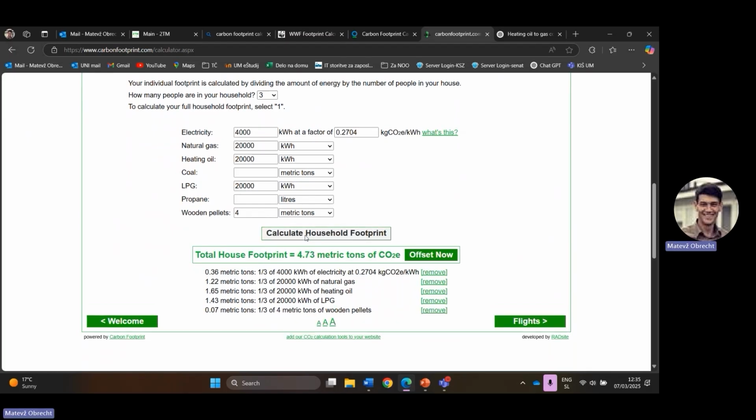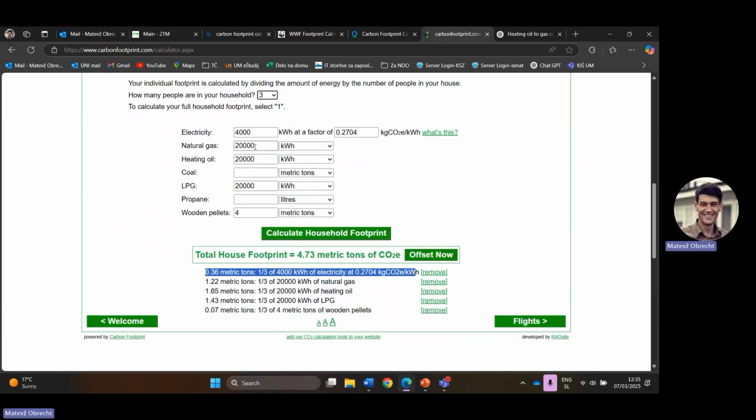So if we calculate the household footprint, we can see, for example, that we have 360 tons of CO2 equivalent for electricity. This is one third of the electricity, because I entered the number 3 here. So with 3 people, each one of us accounts for one third of it.